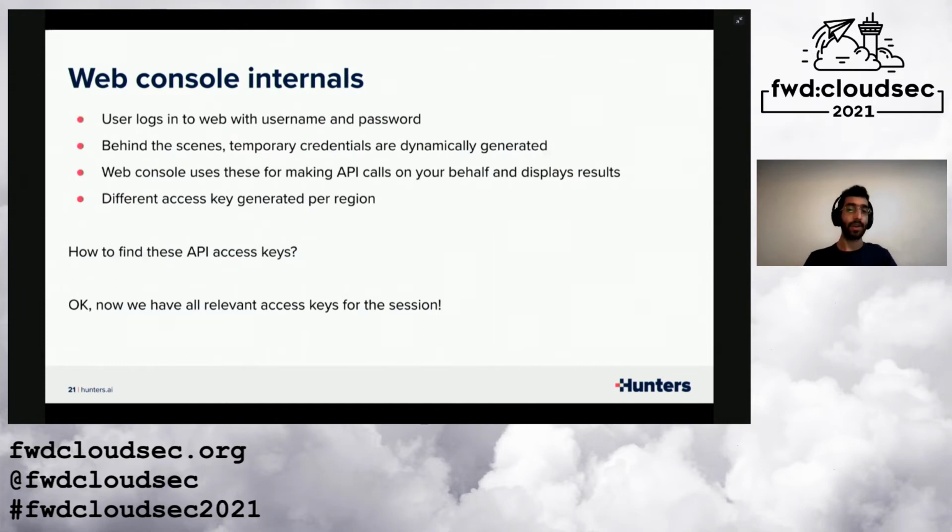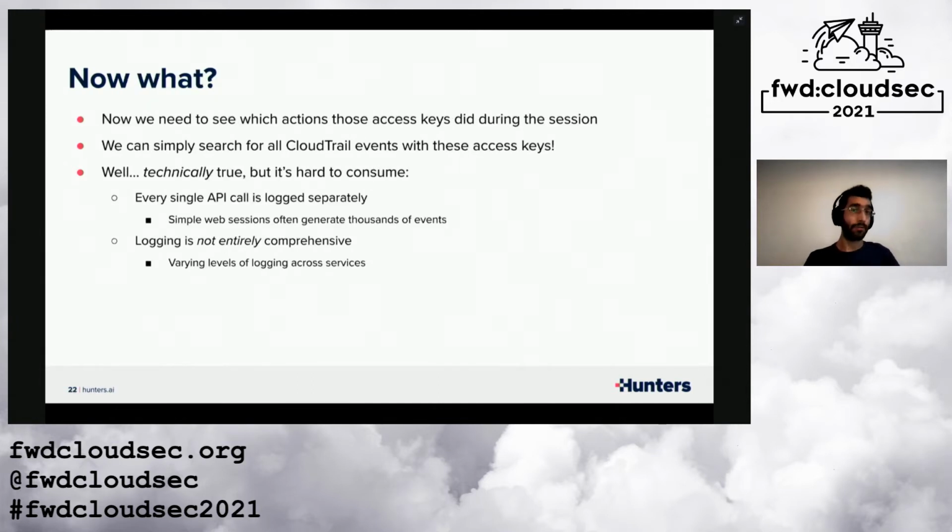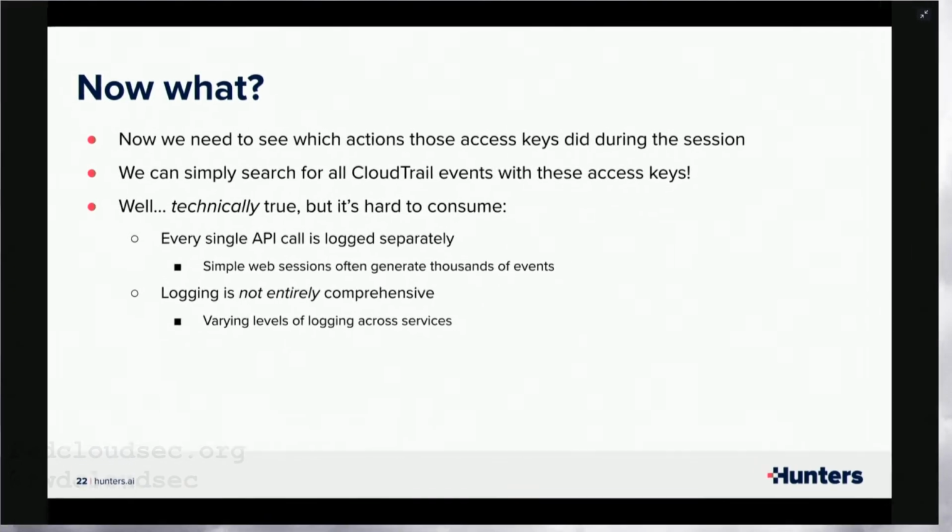Okay, wonderful. So now we have all the relevant access keys for the session, whether it's a web session or a non-web session. What do we have to do now? We just search for all the CloudTrail events with those access keys and we'll get the answer. This is technically true. However, it's very hard to consume because every single API call is logged in CloudTrail separately. So even basic web sessions that last only a few minutes can generate thousands of events, which makes it hard to consume. And logging isn't entirely comprehensive because the accuracy of logging varies across different services.